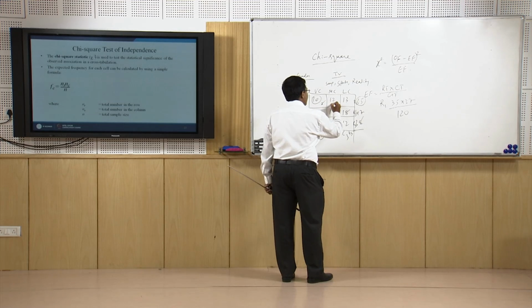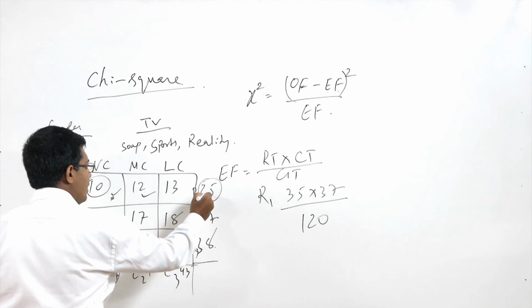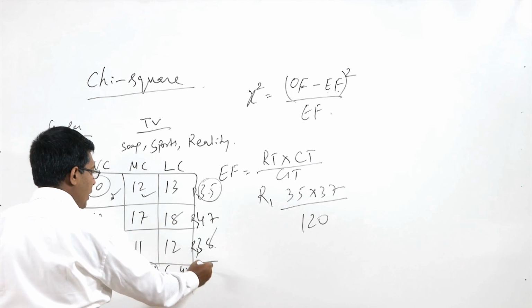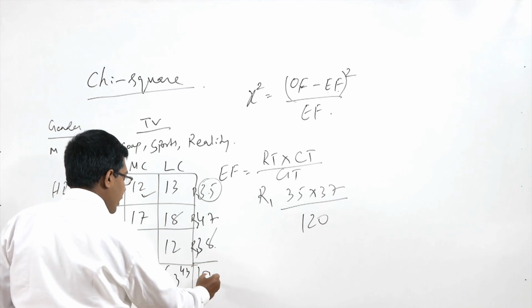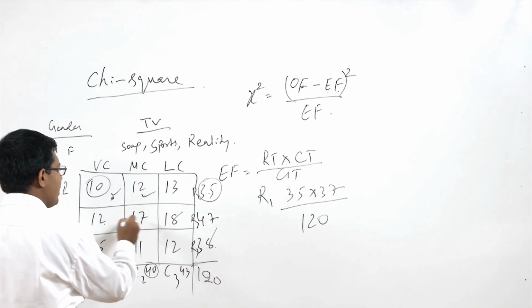So this one, then next this one. For this one, this into this divided by the grand total, 120. Similarly you have to calculate for the rest, right.